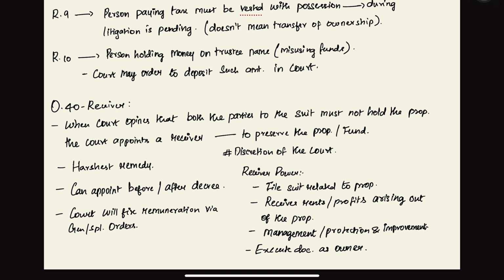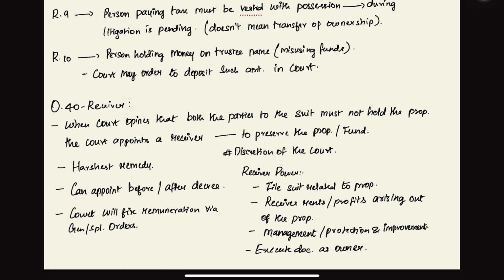Order 40 deals with receiver. When the court is of the opinion that both the parties to the suit must not hold the property, in such a case a receiver can be appointed by the court. The sole purpose of appointing a receiver is to preserve the property as well as the funds involved in the case. So it is a very harsh remedy because the court does not believe in both the parties, and it is the discretion of the court to appoint a receiver.